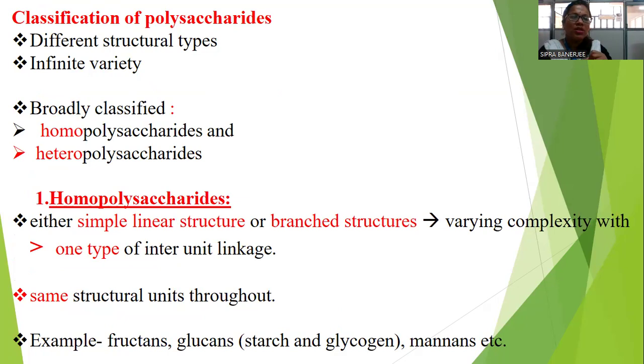Now, classification of polysaccharides is done broadly as homopolysaccharides and heteropolysaccharides. In homopolysaccharides, the same type of saccharide units will be joined together, with one type of inter-unit linkage. The same structural units will be there, like fructan, glucan, starch and glycogen, mannans. These are examples of homopolysaccharides.